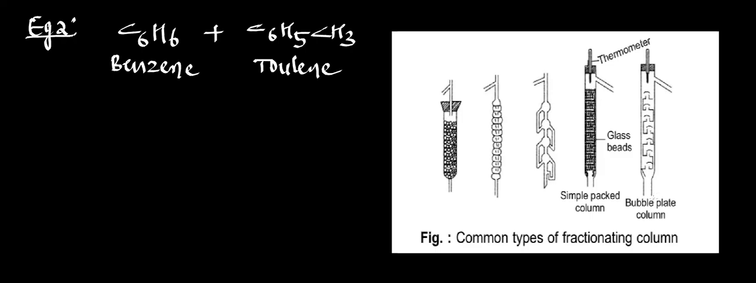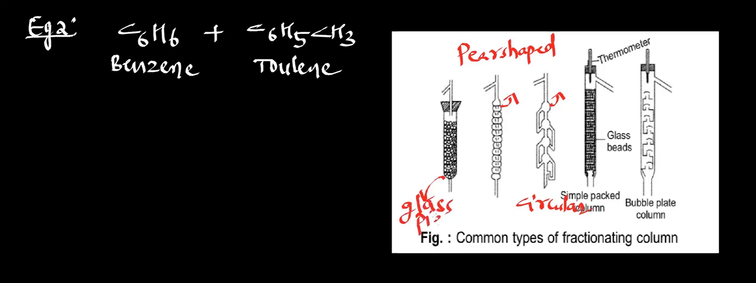Like you can see, it's a long glass tube which is molded in the form of circles, which is molded in the form of pears. This is a pear shaped fractionating column, and this is a circular shaped fractionating column, and this is the fractionating column that is filled with broken glass pieces. And this is filled with what? This is filled with glass beads, and this is a bubble plate column. So different types of fractionating columns are available. Generally we use the simple packed fractionating column, that is, the tube filled with glass beads. And as I told you, what is the purpose of the fractionating column? It increases the time gap.